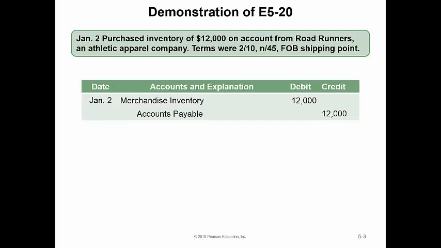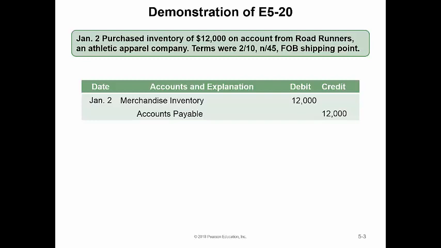FOB shipping point tells us where the title transfers. FOB shipping point means the title transfers at the carrier's loading dock. So if UPS is our shipper, when the seller delivers the goods to the shipping point, they're no longer theirs. So title transfers over to the buyer while it's in transit. That means the buyer pays the shipping if it's FOB shipping point, and we are the buyer in this example.